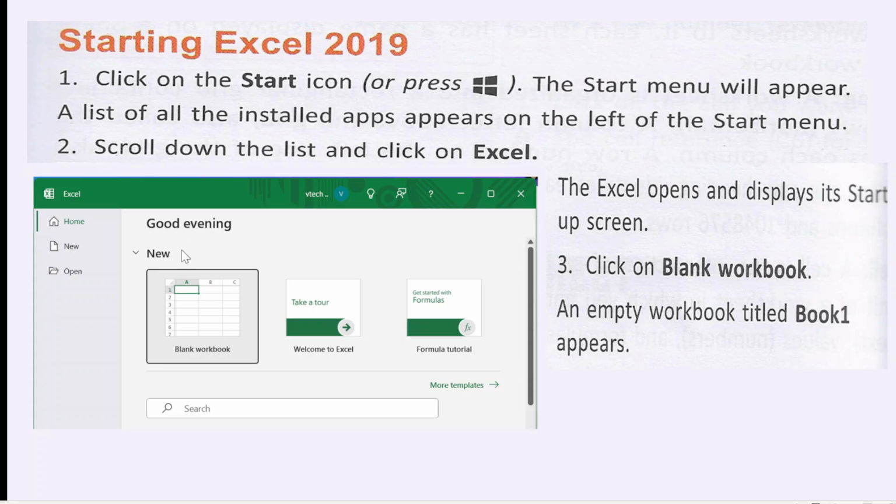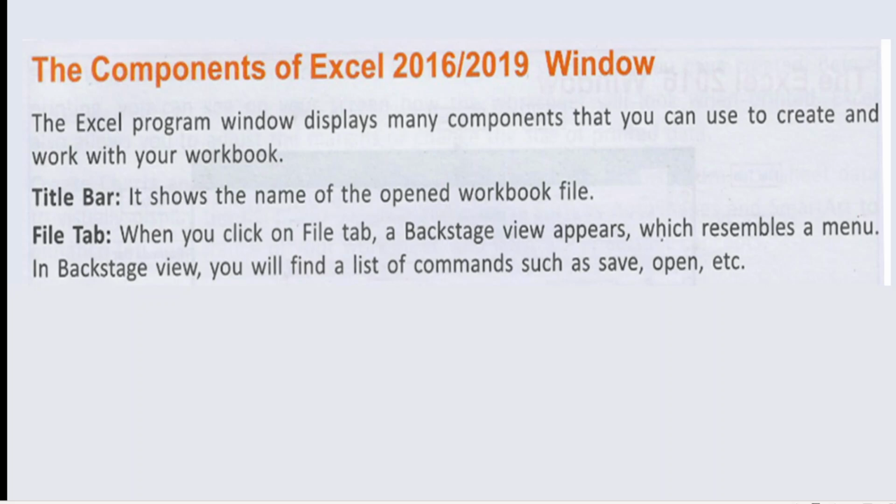Click on the blank workbook. Here it's clear. An empty workbook titled Book 1 appears. So the process is the same. What are the components of the Excel 2016-2019 window? The Excel program window displays many components which we have seen already. Title bar. It shows the name of the open workbook file. You can always change it.